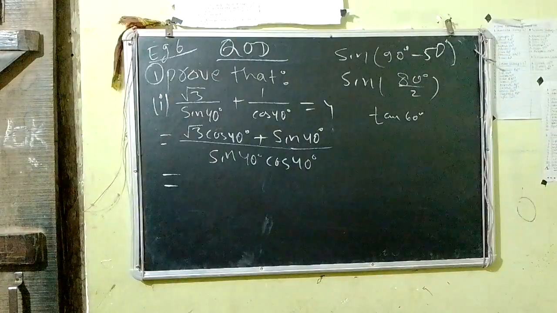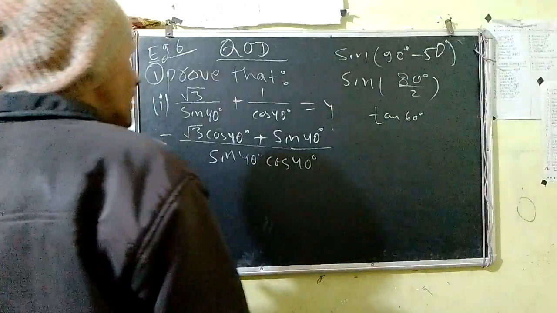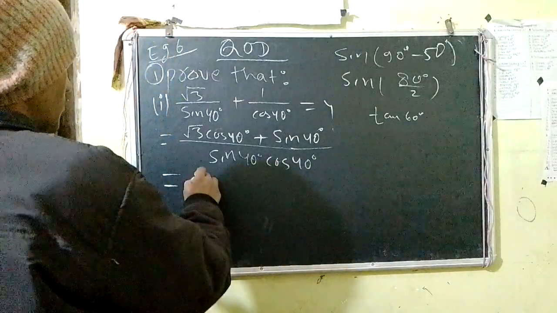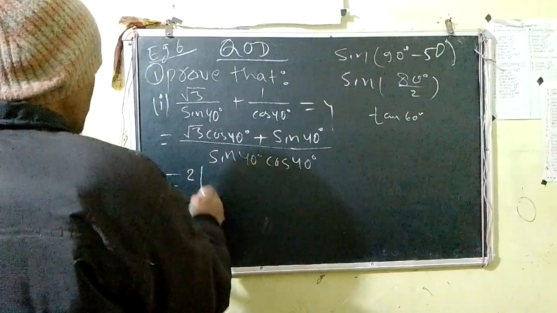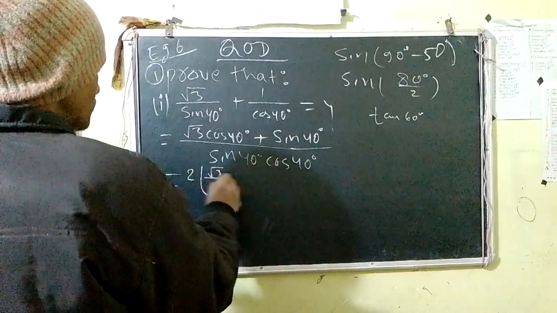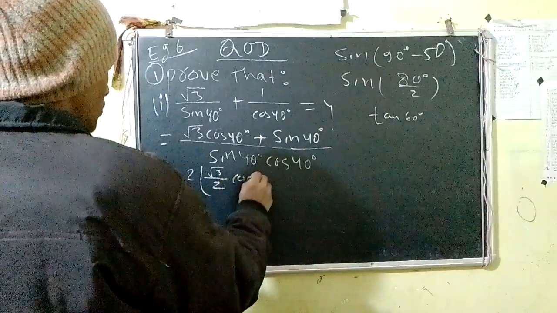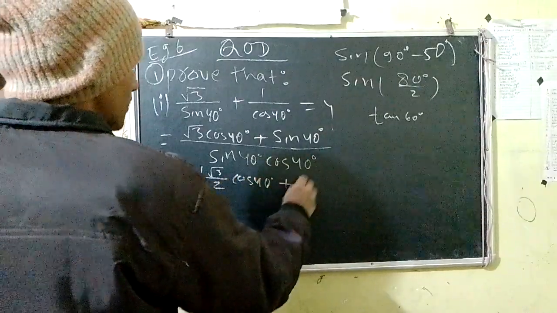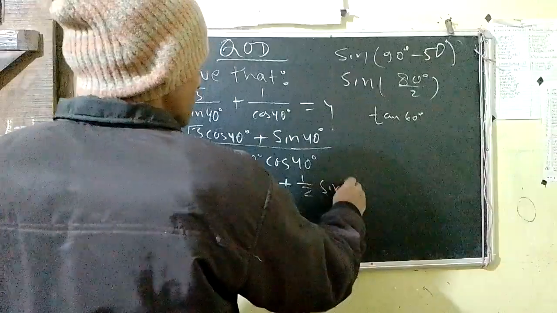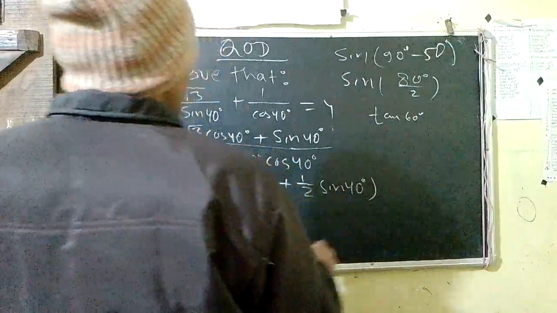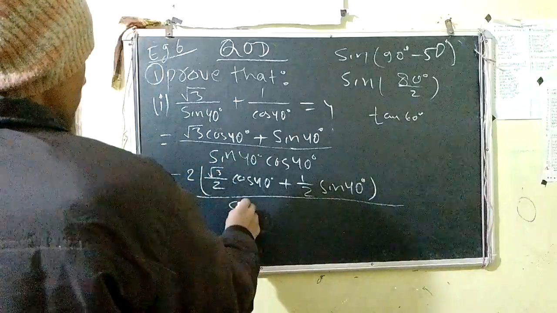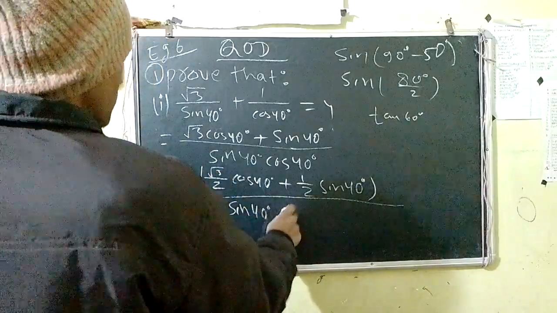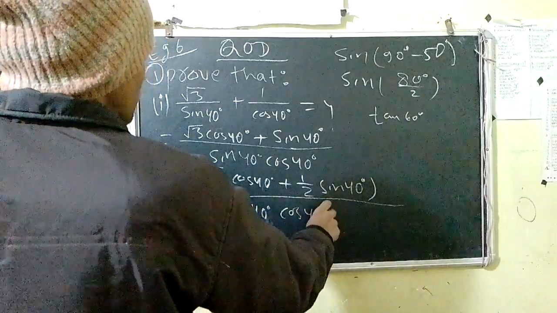But we're not interested in tangent. What we're interested in is sine and cosine. So what I'm going to do is divide it by 2 and multiply it by 2. So 2 times root 3 over 2 cosine 40 plus half sine 40, over sine 40 cosine 40 with this.